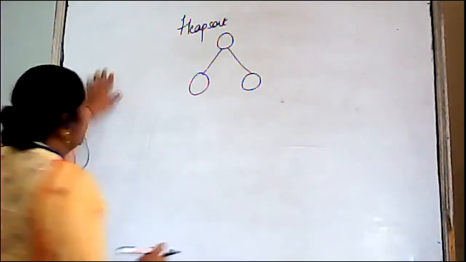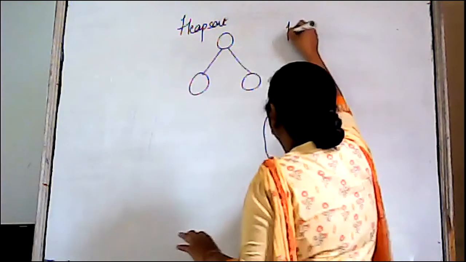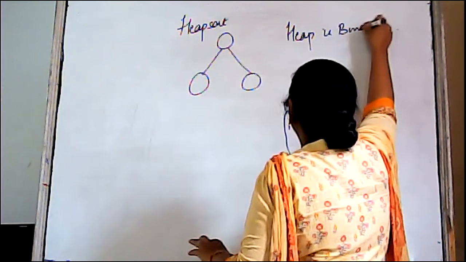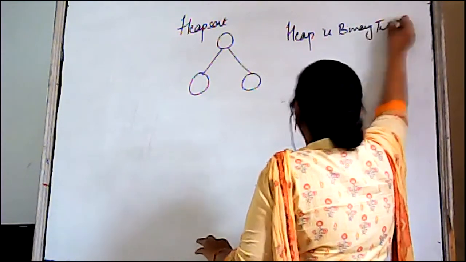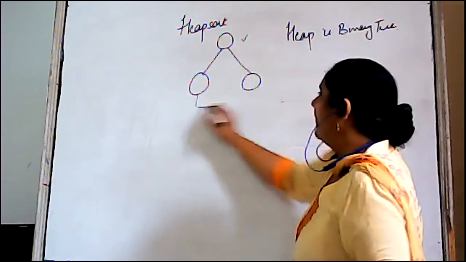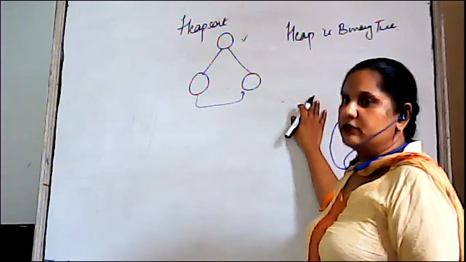So heap sort. Heap is a binary tree, where a root node can have at most two children. Any root node can have at most two children.